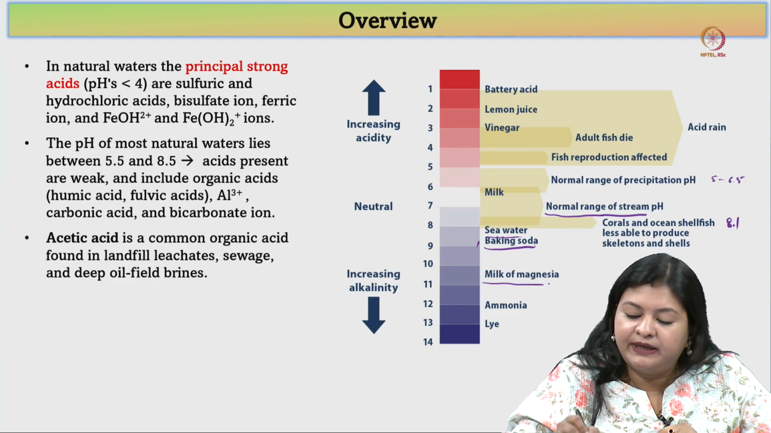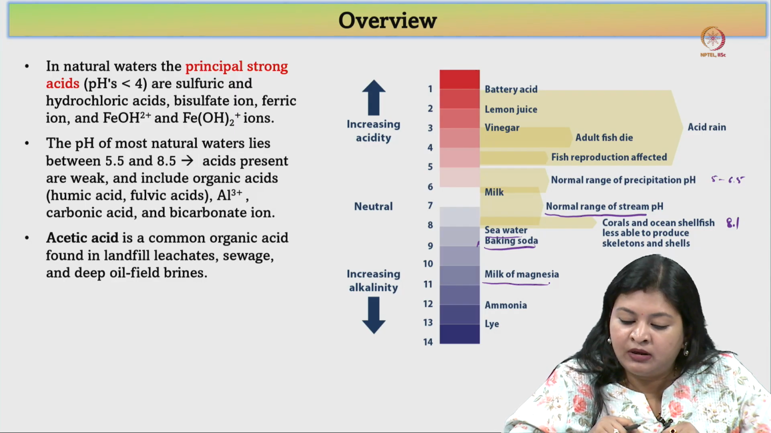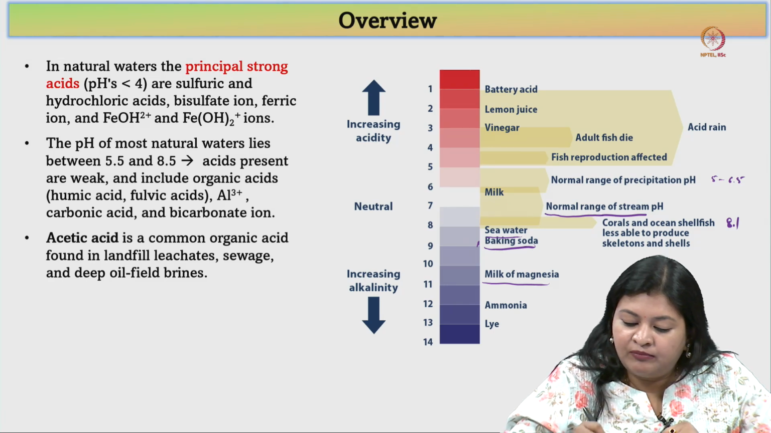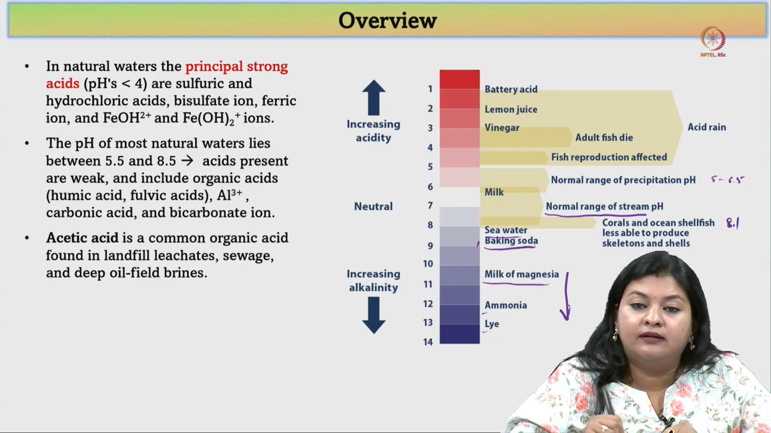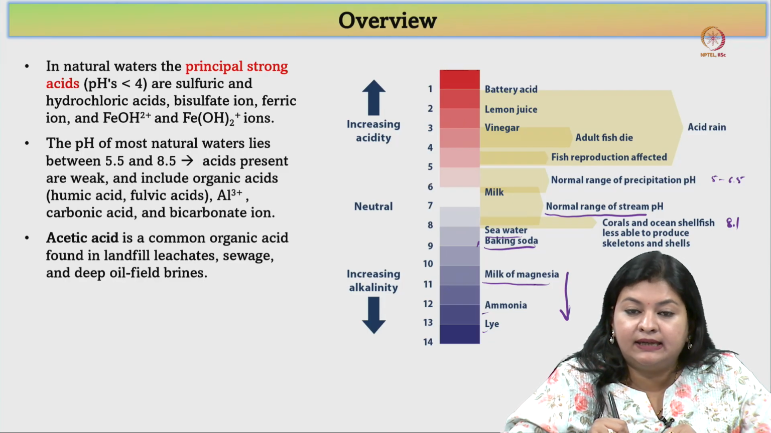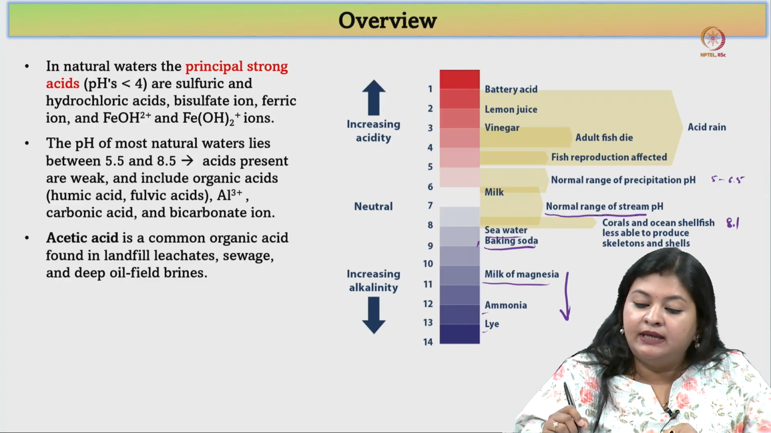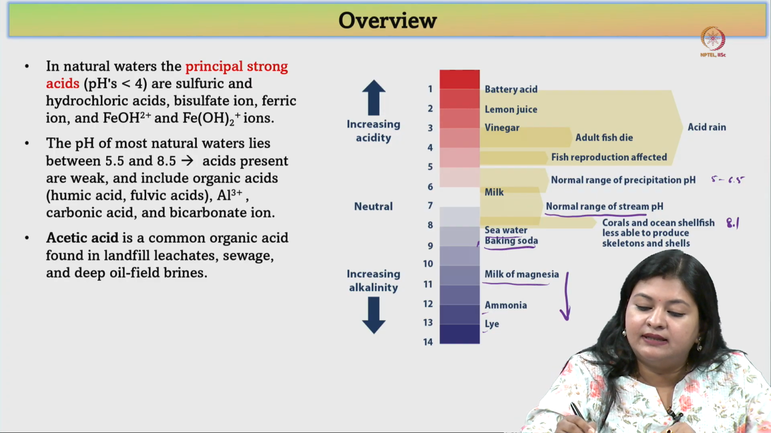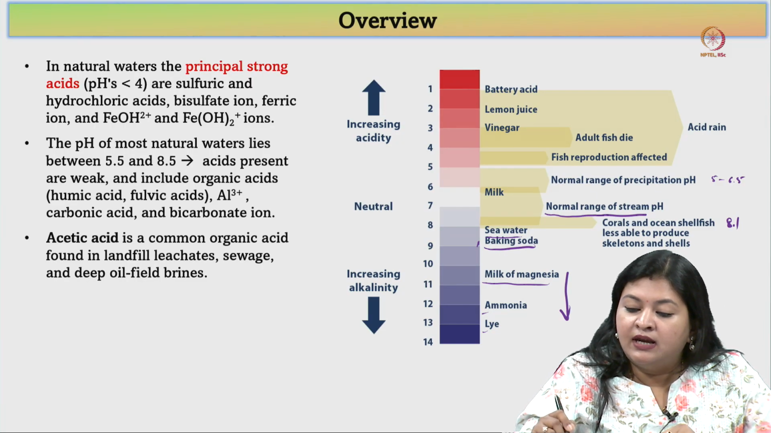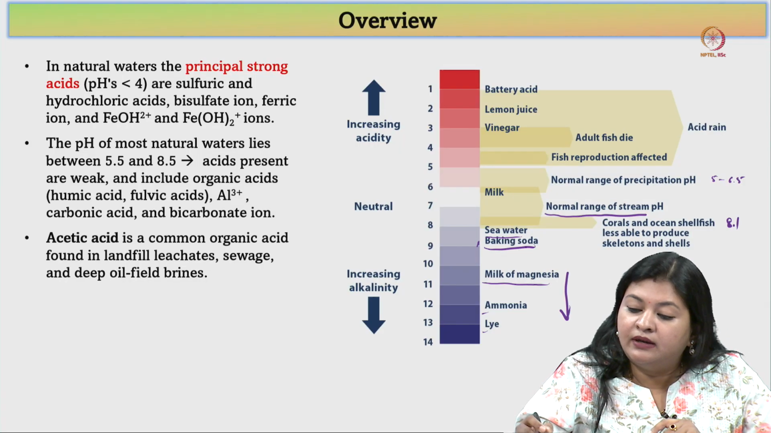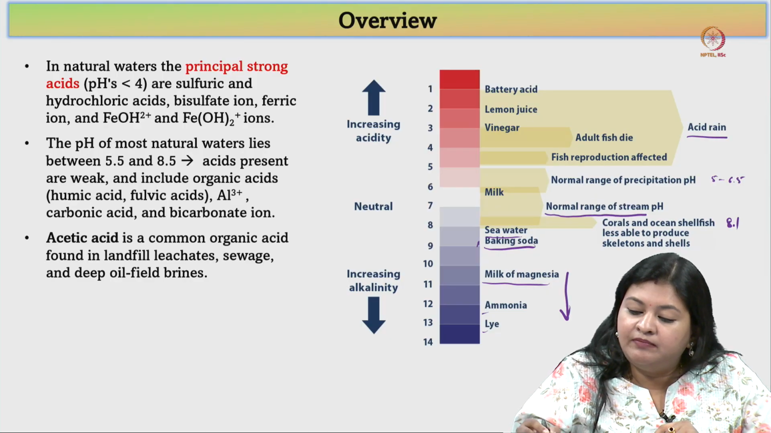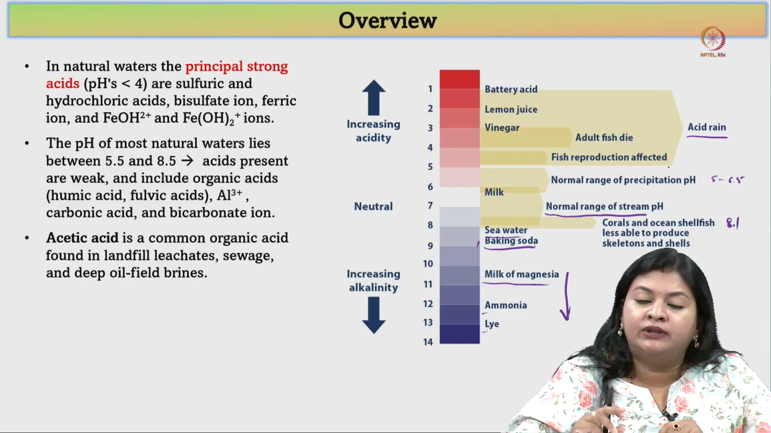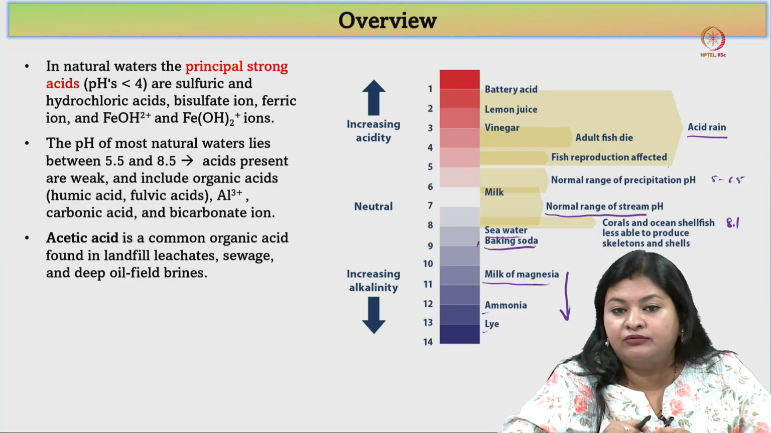Then milk of magnesia, so basically magnesium hydroxide, ammonia, lye. So, these are more alkaline, increasing the alkalinity. On this side you have battery acid, lemon juice, vinegar. Now, let us see another important thing, that is acid rain. Acid rain can be anything that is less than 5 and it can go to any lower degree of pH value.